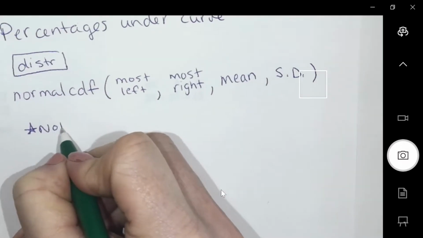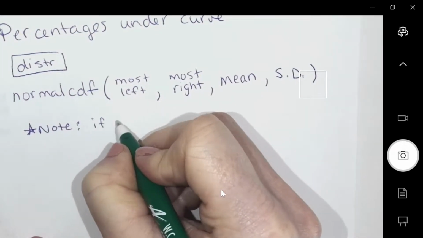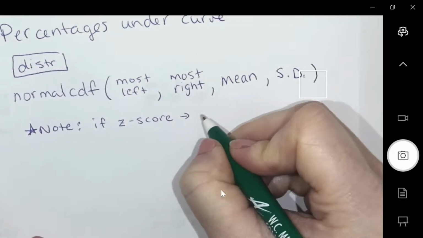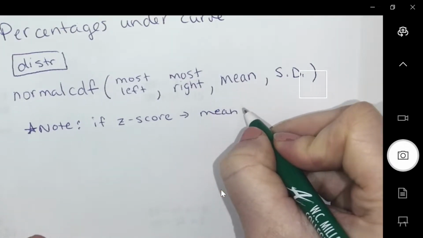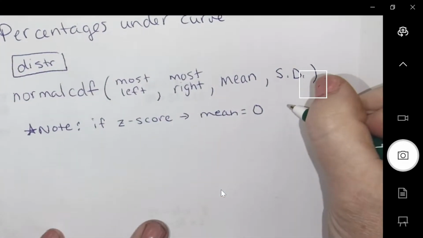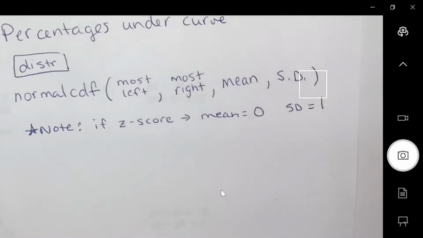I'm going to star myself a note. If it's a z-score, the mean of a z-score is 0 in the middle. And the standard deviation with z-scores is 1. Always with z-scores.